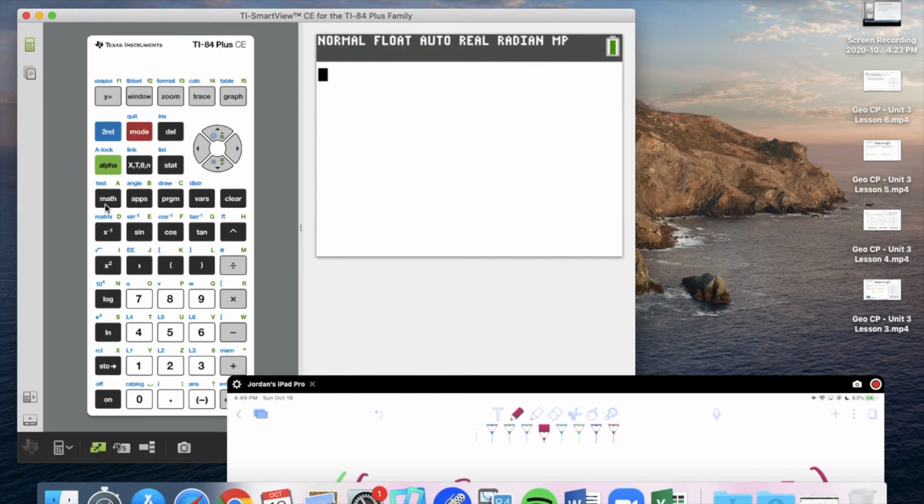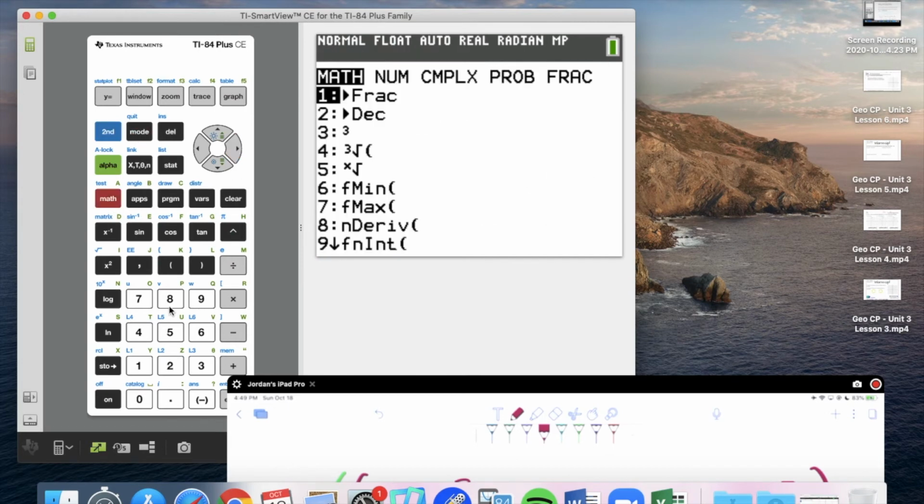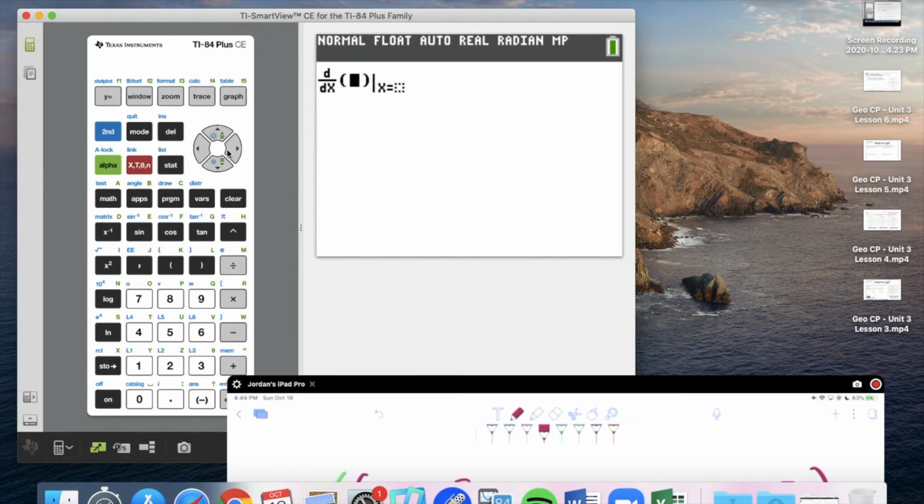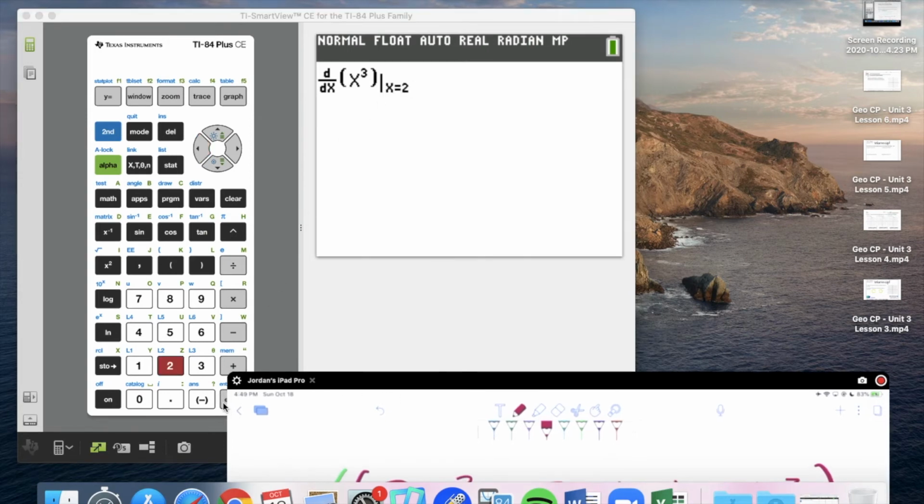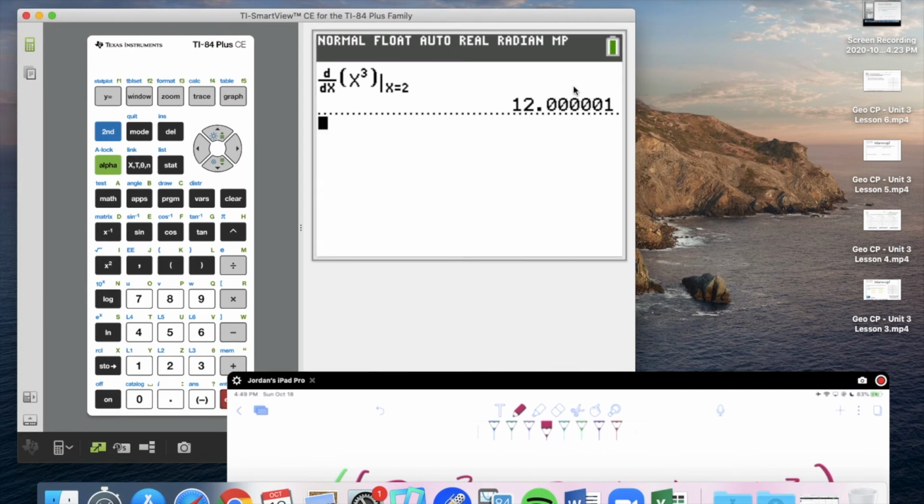Now let's say you don't want to graph it, and you just want something super quick and easy. Let's get out of there and type it into the home screen. We do nDeriv of x cubed. You need to provide a location because you're on your home screen, so you type in something like 2, and then we hit enter. We get 12. There we go.